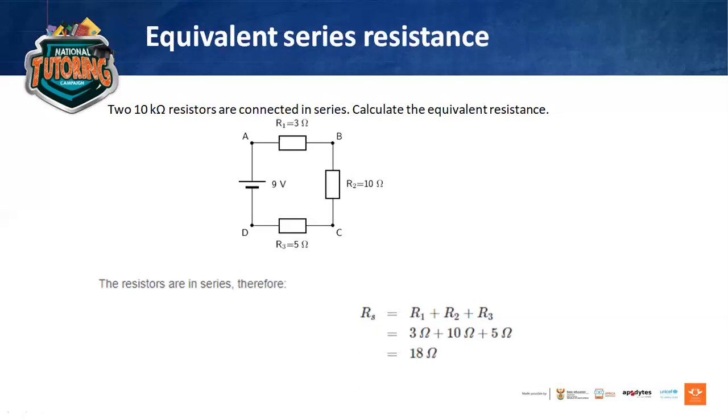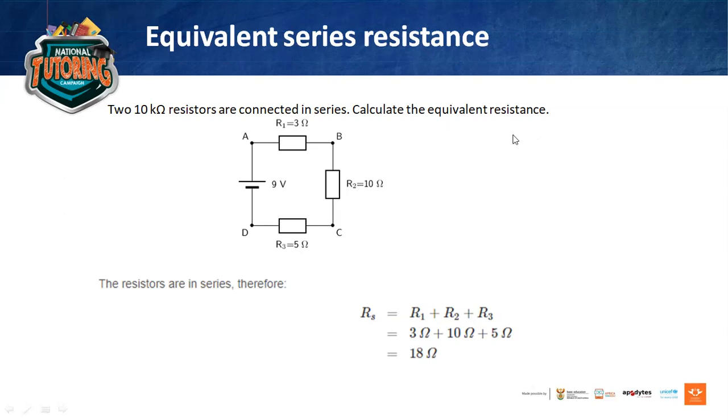So now we're going to the equivalent circuits. Remember last week we spoke about series resistance and its characteristics. Today I'm going to use an example to explain the equivalent series resistance. It says in this example, two 10 kilo ohm resistors are connected in series. You already know that when they're connected in series, it means it's one circuit with your resistances there. Here they want you to calculate the equivalent resistance.